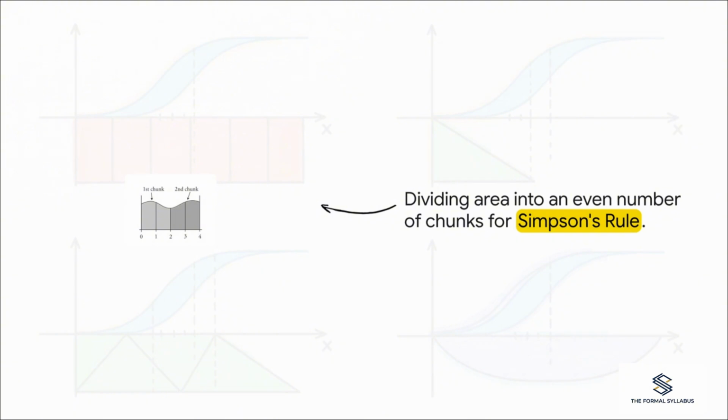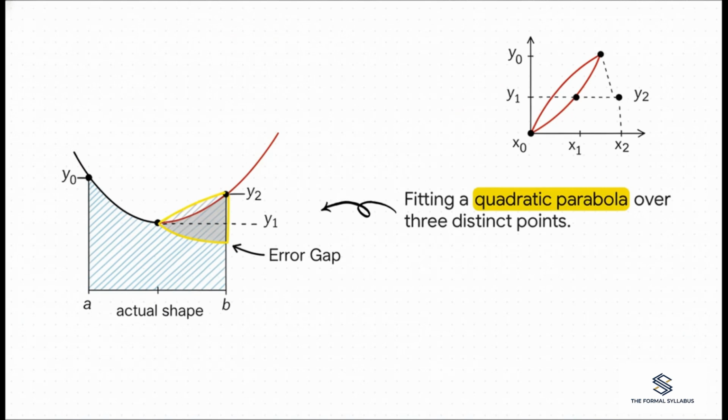But there are a couple of strict rules to this upgrade. First, you absolutely must divide your area into an even number of chunks, basically creating pairs of intervals, just like the first and second chunk you're looking at here. Why? Because of the unique shape we're going to build right across those chunks.